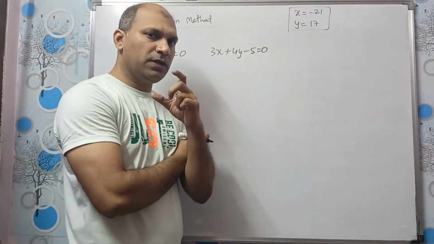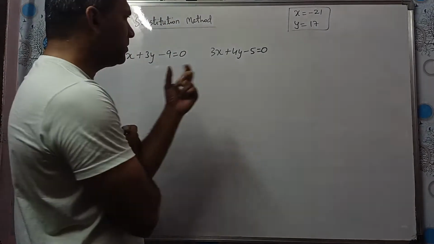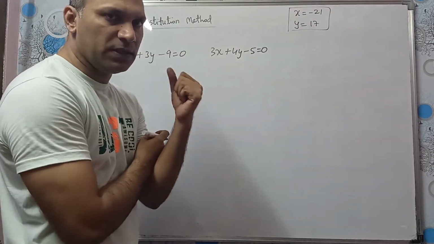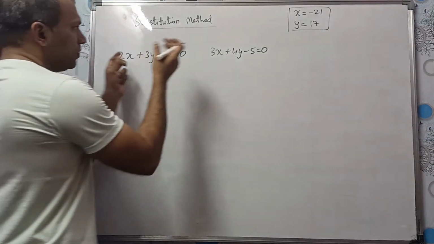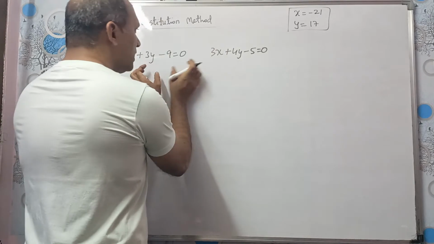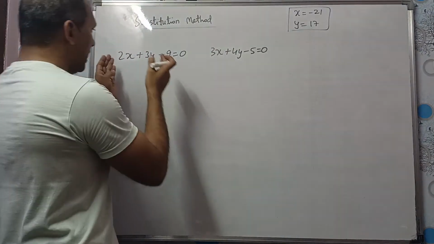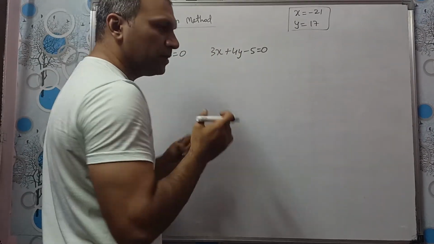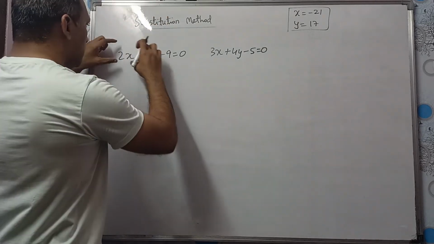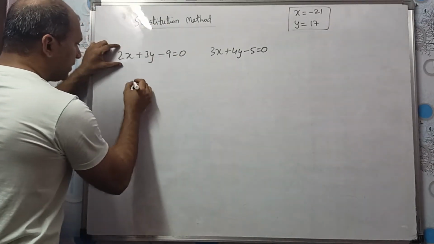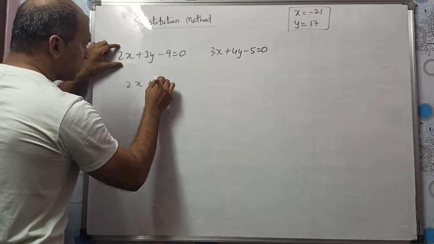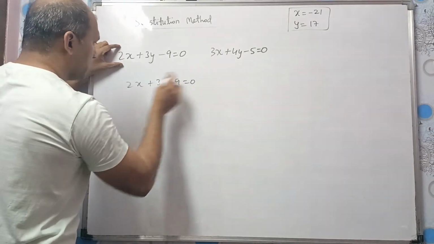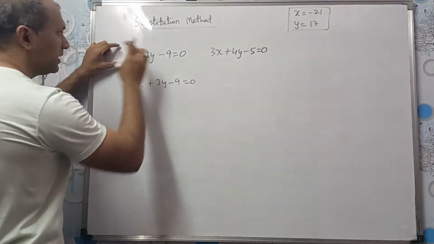Okay. This will be a little confusing. Students will find it confusing, but believe me, this is one of the easiest methods. Okay. So when two equations are given, we should consider any one equation. Either the first equation or second equation. It is up to us. Okay. So let us say we are considering the first equation. 2x plus 3y minus 9 equal to 0. We considered the first equation.